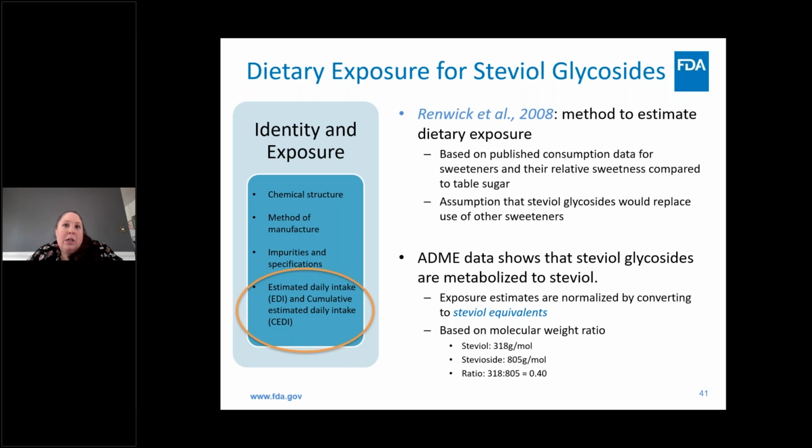So what we can do is actually convert to steviol equivalents. And I've got an example here on this slide of how we do that. It's a ratio based on molecular weight. So you can see the molecular weight of steviol is 318 grams per mole. Stevioside is 805 grams per mole. So we take a ratio of that as 0.4, but we can calculate that ratio of steviol to rebaudioside M to rebaudioside A, and we have the different ratios.